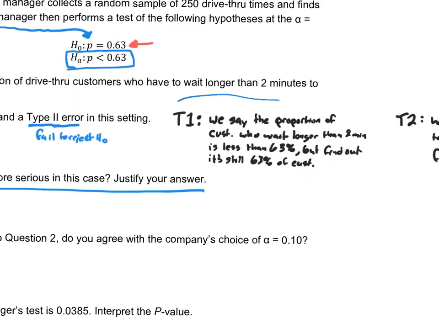I think type 1 is a more serious error. Why? Because we think that adding an employee is reducing the amount of time customers have to wait, but in fact, it has not changed anything. So I still have customers who are mad because their order is taking too long, and I'm paying an extra employee. That's a more serious case, right?